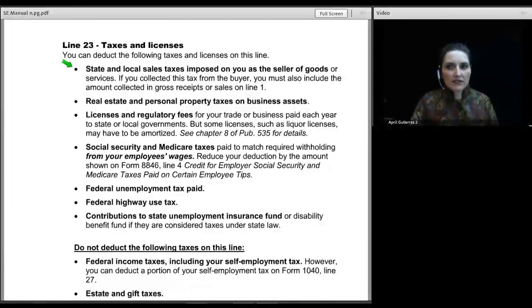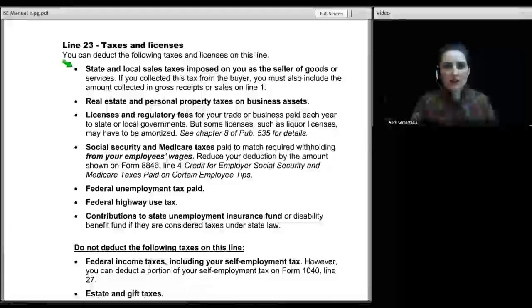So most states have sales tax where you're collecting it, and the rule is that if you're collecting the state sales tax basically as an agent for the state government, and you're holding it and turning it over to the state government, they don't want you to include that as income of the business, and they don't want you to claim it as an expense of the business either. But if the sales tax itself is actually imposed on you as a seller of goods and not on the consumer, then they do want you to include that in income, and then they want you to record the payout as a tax on line 23.